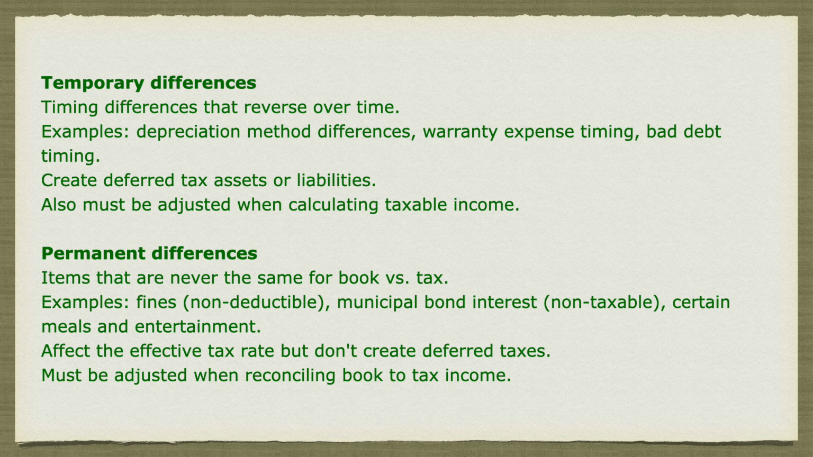Permanent differences, items that are never the same for book versus tax. Examples: fines, non-deductible, municipal bond interest, non-taxable, certain meals and entertainment. Affect the effective tax rate but don't create deferred taxes. Must be adjusted when reconciling book to tax income.